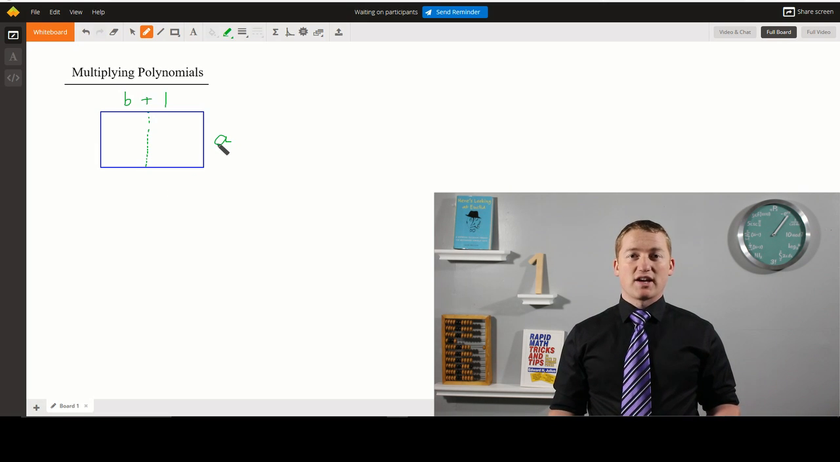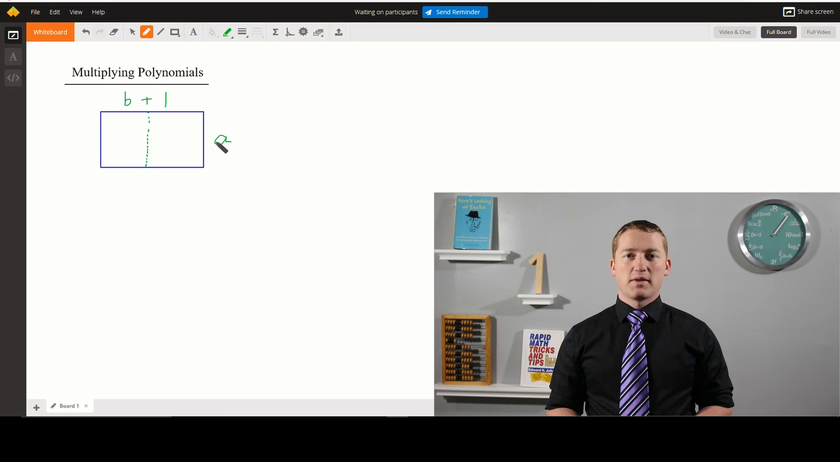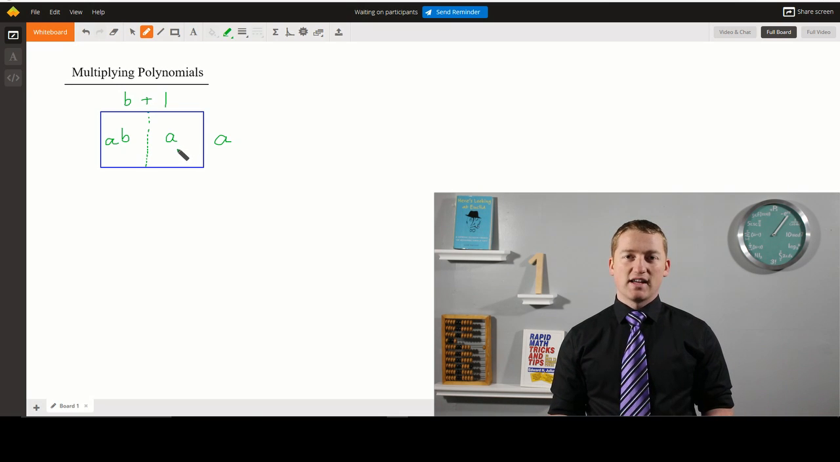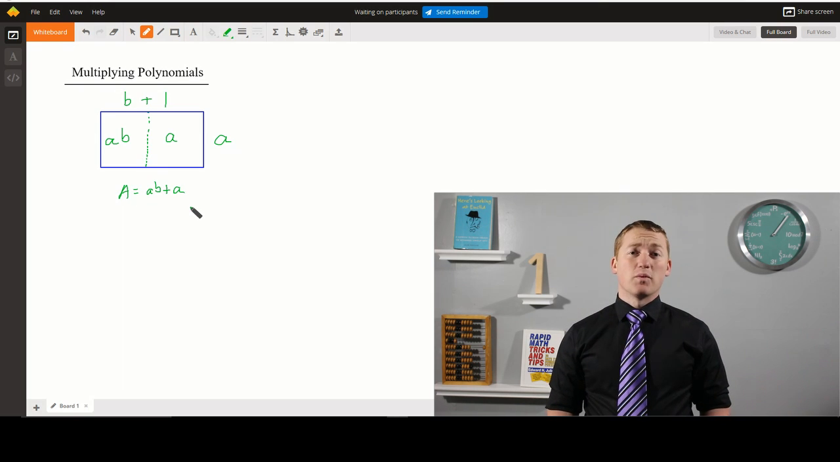And then when you're actually doing the multiplication, find where they intersect. So here you have a times b, which would be ab, and then here you have a times positive 1, which would just be 1 times a is a. We found the area separately. This is ab, this is a. We add them together to find the total area of the rectangle, and we get ab plus a is our area. Now let's take it one step further.